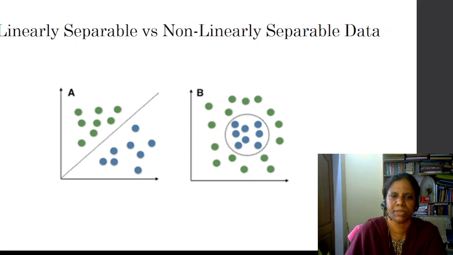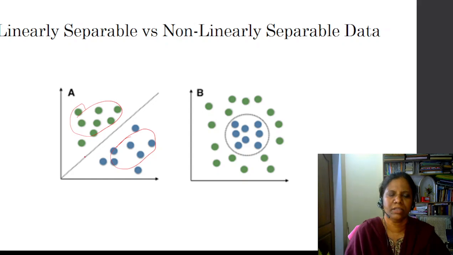It is self-explanatory. In Graph A, we see two sets of points, green dots and blue dots. These two sets of points or classes we are able to divide with a straight line. In that case, this is called linearly separable data. Whereas in figure B, we see blue dots and green dots, but they cannot be separated with a straight line. So this is called non-linearly separable data.